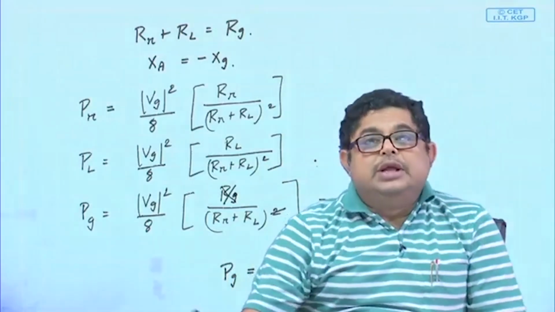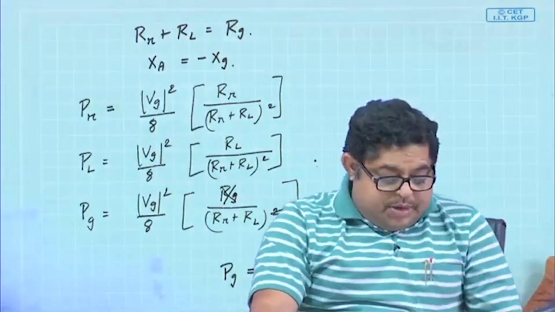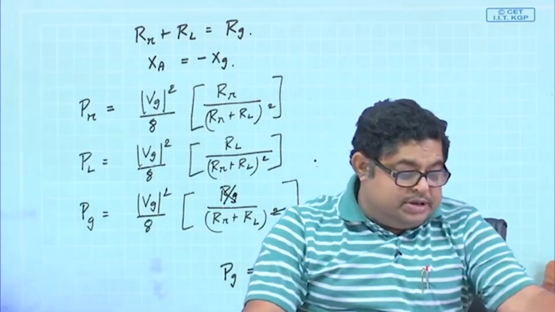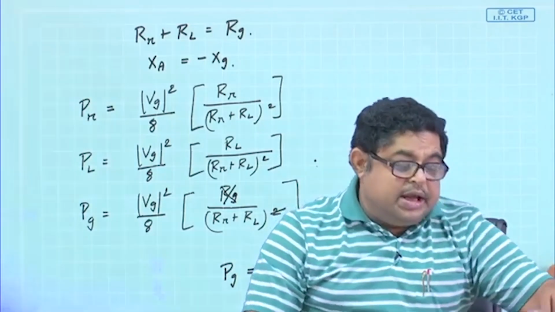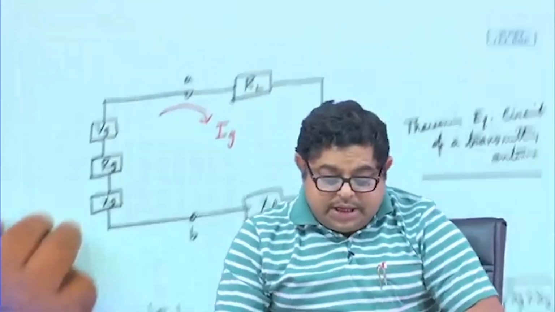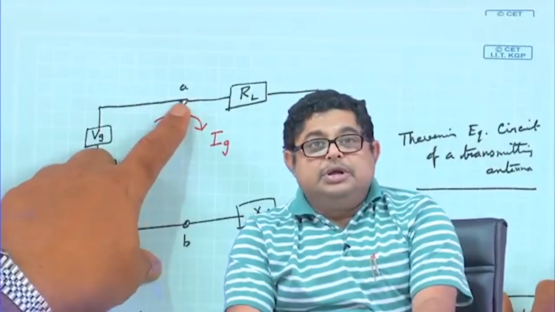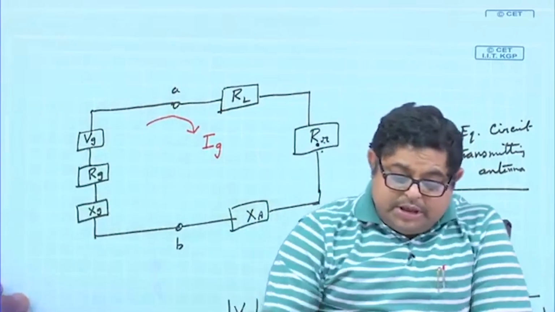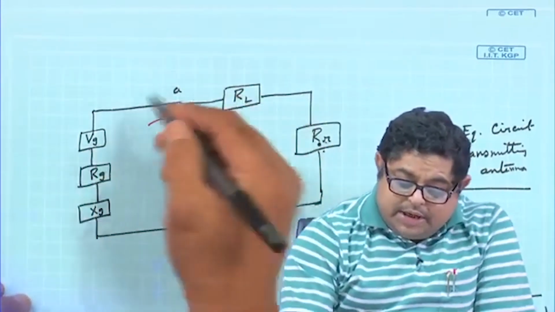Also, we assume that impedance matching is there between the antenna and the interconnecting transmission line, because here we have not explicitly shown, but obviously the generator cannot directly connect to the antenna.